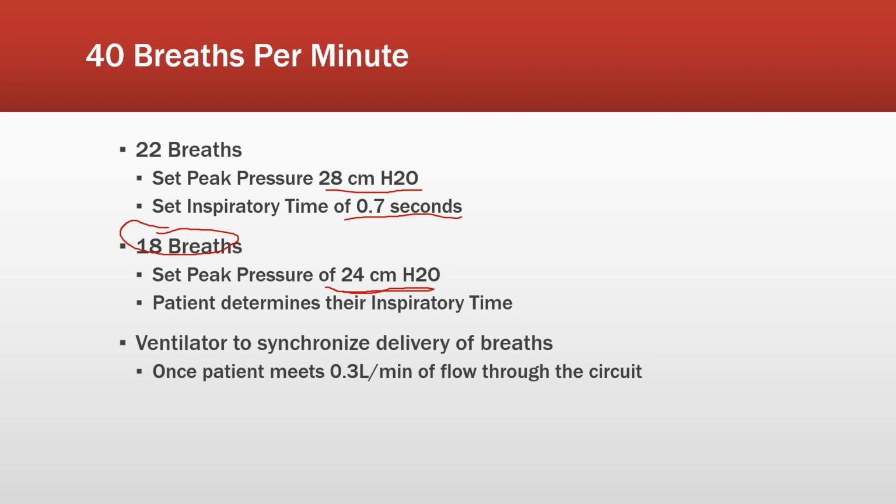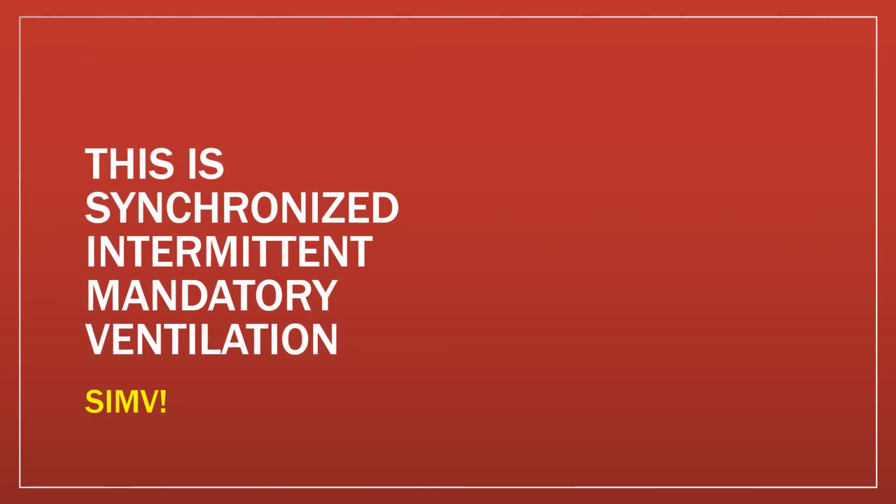The ventilator is to synchronize the delivery of these breaths once it meets that goal of 0.3 liters per minute of flow through the circuit. And so this is synchronized intermittent mandatory ventilation, also known as SIMV.